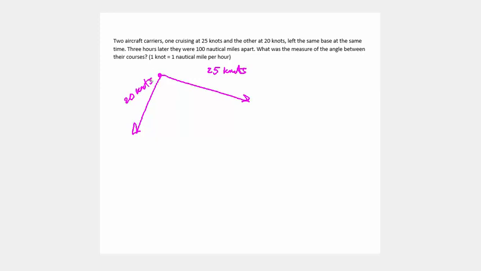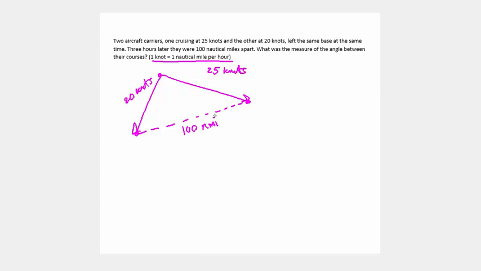Alright, but then it gives us a little key at the end here. It says 1 knot is 1 nautical mile per hour. So we'll have to use that to somehow get an answer out of this. Now, what we also know is that 3 hours later they were 100 nautical miles apart. So if they just pause where they are here, 3 hours later, the distance between them, which I'll just draw as a dashed line, we know that is 100 nautical miles, or NMI you could use for nautical miles.